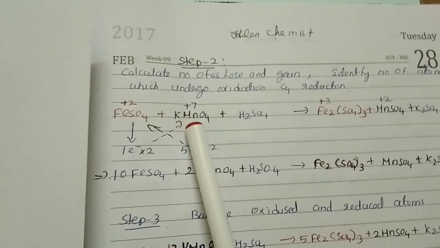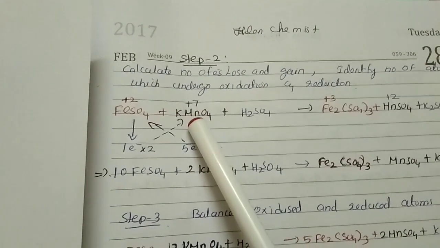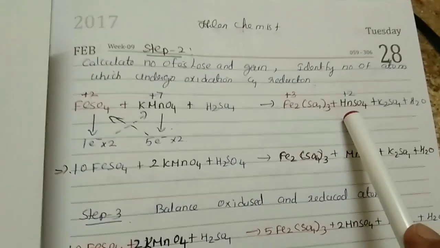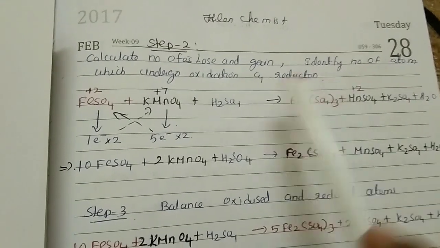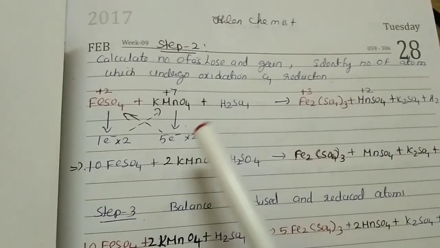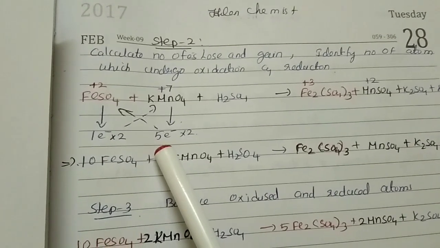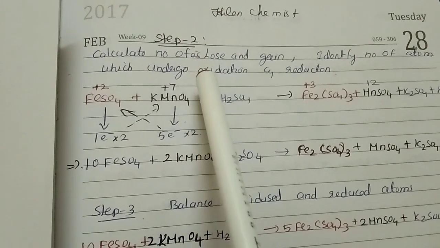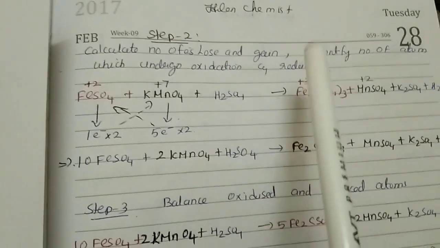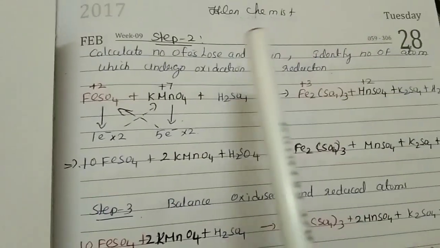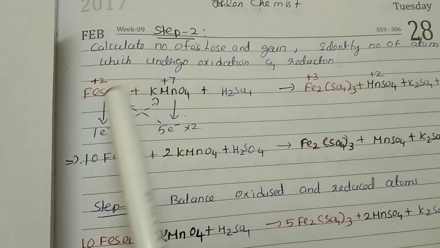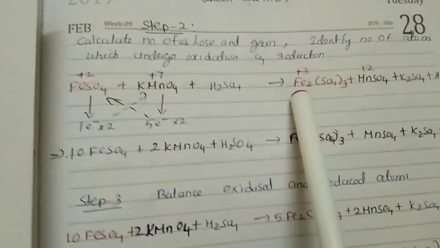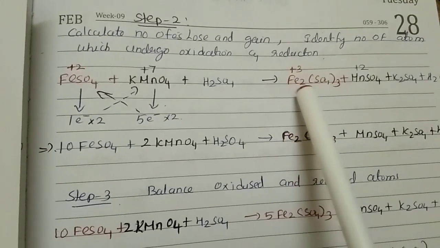KMnO4 on the reactant side: Mn is in the +7 oxidation state, but on the product side Mn is in the +2 oxidation state. So what is the difference? 5 electrons. So you have to specify here 5 electrons. So now we have finished calculating the number of electrons lost and gained. Next you have to calculate the number of atoms which undergo oxidation and reduction. On the reactant side you have 1 iron atom, but on the product side you have 2 iron atoms.